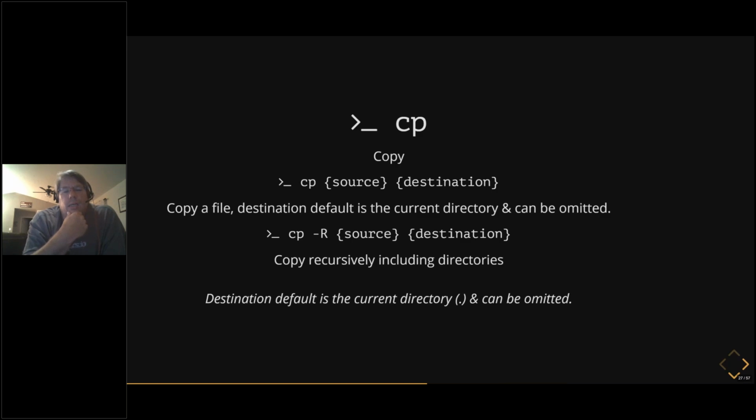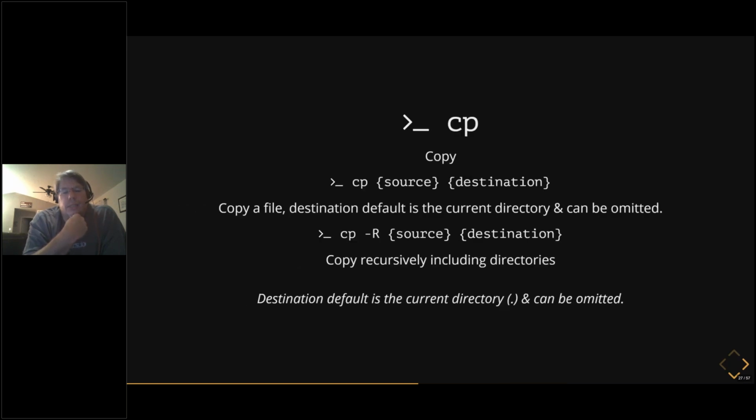And then if you need to copy directories, you can do a recursive copy and don't have to provide the file names. You only provide the directory names, and it will recursively copy all the files from one directory to another. Again, the default destination is the current directory, or a period, a dot. It is optional.